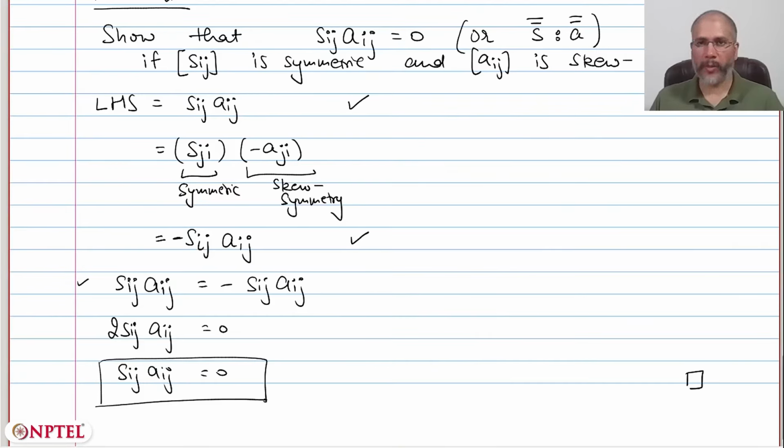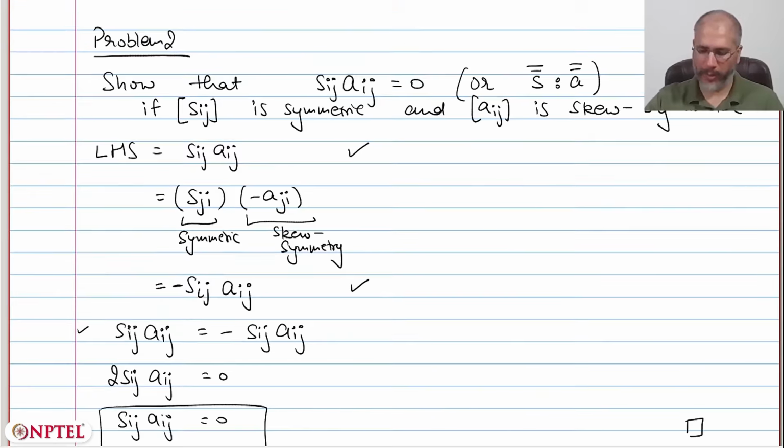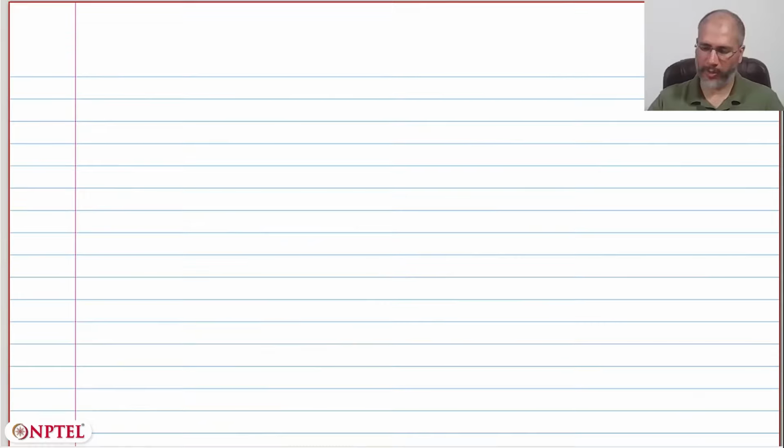Although I've given you this relationship as a problem, we tend to use this as an identity, that if you have the product of a symmetric and a skew symmetric tensor, then that is equal to 0. So please remember this, and we will be using this in many problems. So let's go to the third problem.